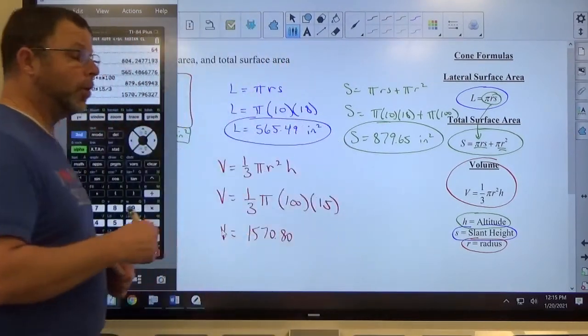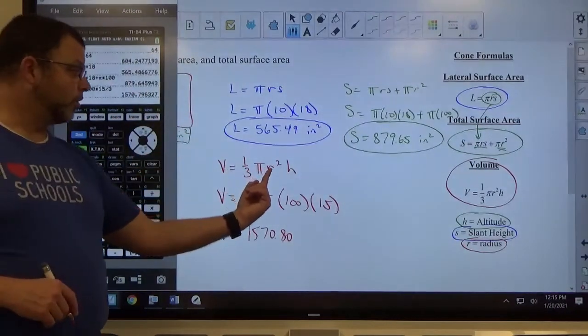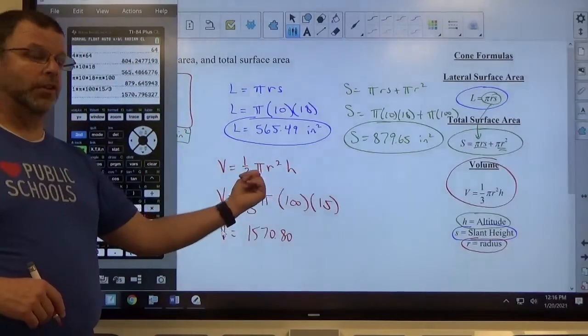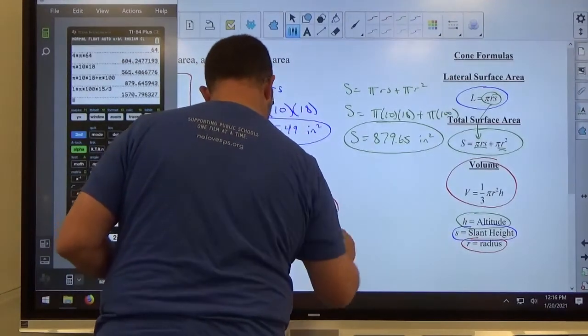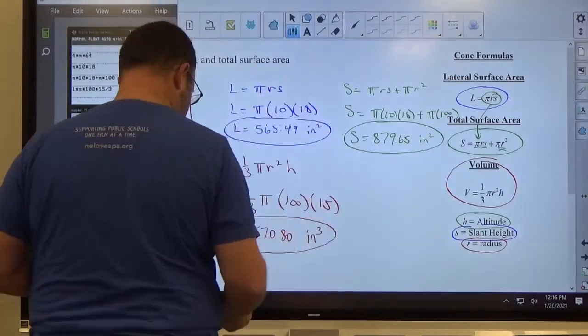Volume is always cubic units because r squared is inches squared times inches makes inches cubed. So 1570.80 inches cubed would be our volume of this cone.